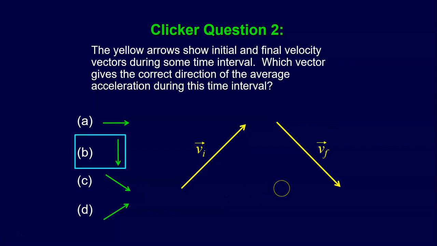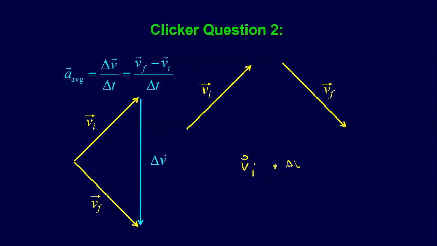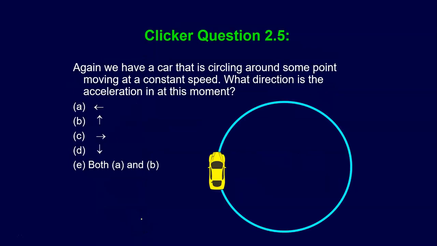choice B. There are lots of ways to do this, but how I chose to do it is using our head to tail path method. What I'm saying in this case is I want the vector V initial plus the change in the velocity, delta V, to equal my vector V final. In order to do that, I wrote V initial this way and V final this way, and so the delta V points in a direction kind of like this here.